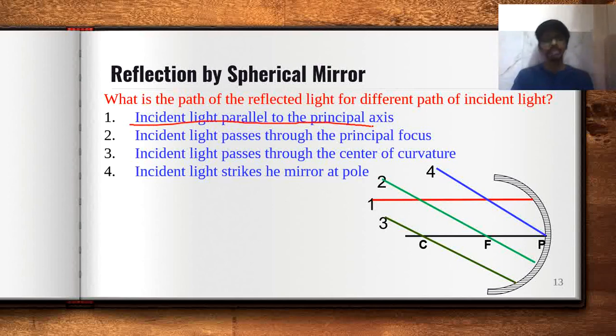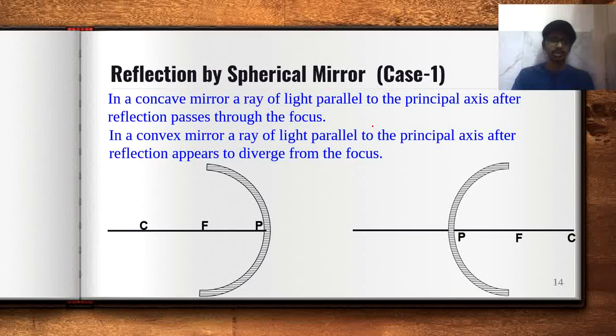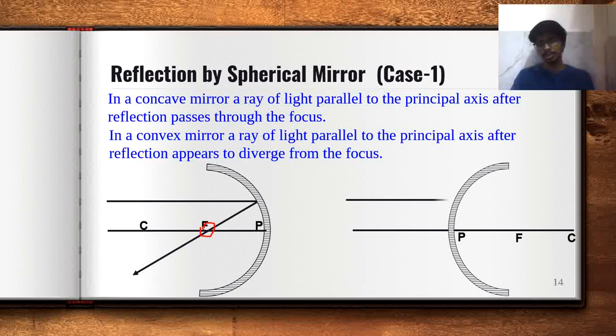The first one, the incident ray parallel to the principal axis, we have already discussed. See, this is the incident ray parallel to the principal axis. Then there will be a reflected ray, right? Then there will be another incident ray. Remember, we have already discussed that the reflected ray corresponding to the incident ray parallel to the principal axis will pass through the focus. Similarly, for a convex mirror, it will diverge, but it will appear that it is coming from the focus.